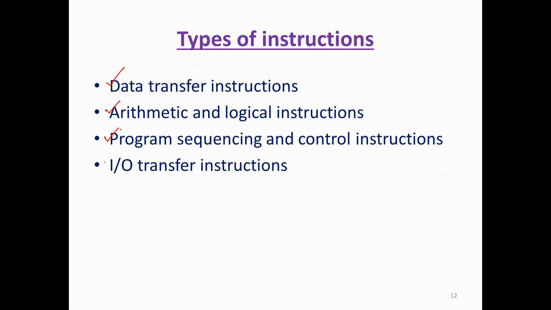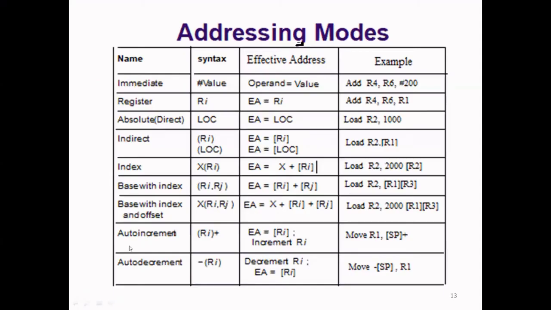Branch control operations transfer the execution from one location to another. And finally, a CPU requires IO transfer instructions to transfer data to IO devices like keyboard, printer, and to read data from IO devices. These are the basic types of instructions. So we are discussing the topic, machine instruction addressing modes. Now let us see addressing modes.